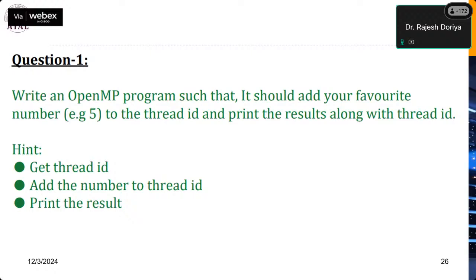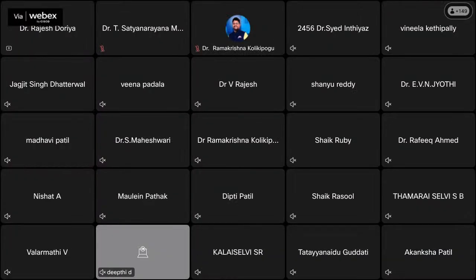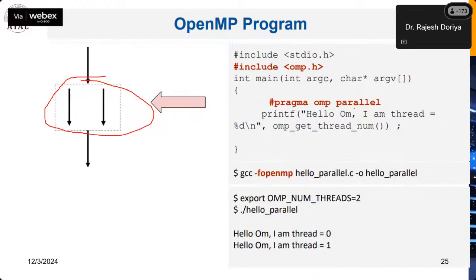Now let us see a question where we need to write an OpenMP program such that it should add your favorite number, for example 5, to the thread ID and print the result along with the thread ID. But before that, I guess I should show you how exactly those things are done. So just please allow me a moment.